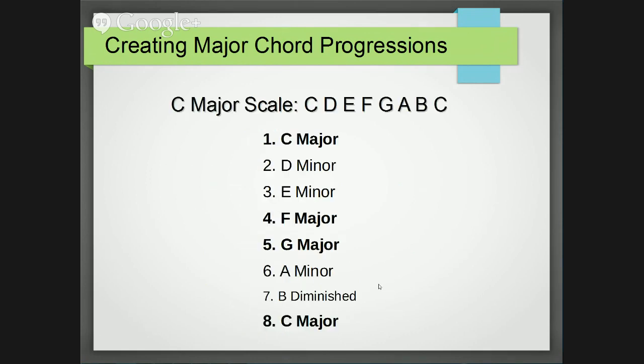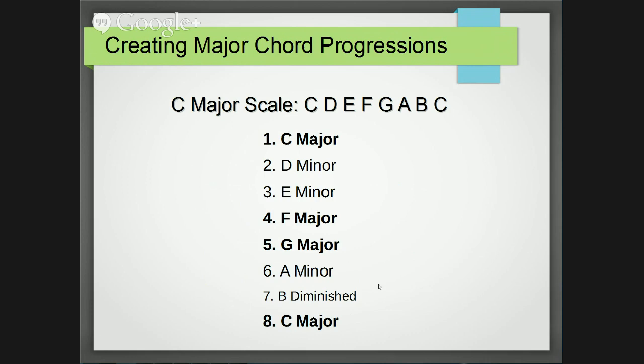So let's apply that to the C major scale. We already know how to create our C major scale with our whole, half pattern. So our notes are C, D, E, F, G, A, B, and back to C. So we'll apply our pattern, and we get C major, D minor, E minor, F major, G major, A minor, B diminished, and C major.